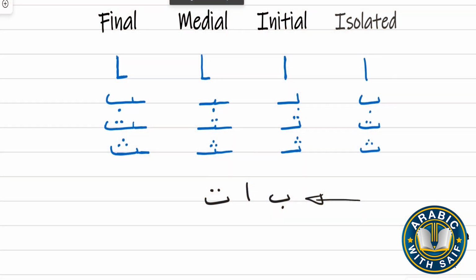Okay, another word. Let's connect these letters Ba, Alif, and Ta. First, we will check the relation between Ba and Alif. If Ba is in the beginning, it will be like that, and it's ready to be connected to any letter after. And if Alif is in the middle, it allows to connect the letter before it. So, both letters Ba and Alif will get connected.